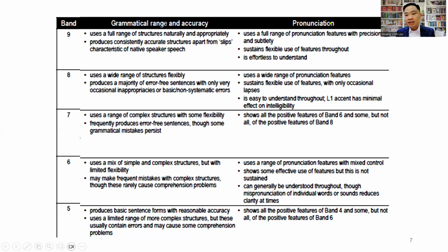And let's look at the pronunciation criterion here for band 5. It shows all the positive features of band 4 and some, but not all, of the positive features of band 6. So talking about the pronunciation features, you should remember that when you take the speaking test, you will be assessed on the pronunciation of vowels and consonants, also the stress, intonation, and pausing. So there are a lot of features for pronunciation, not just pronouncing the words correctly.